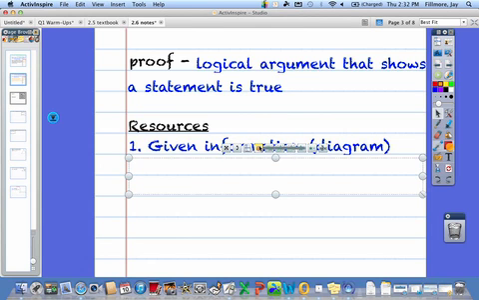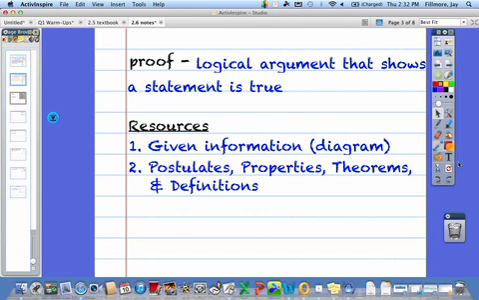And the second piece of information you can use as a resource is any postulates we've talked about, or properties like subtraction property of equality, or substitution, or transitive. Any theorems, which we haven't talked about yet, we'll talk about in the next lesson, and any definitions. We've talked about lots of definitions from Chapter 1 that you can use, like the definition of complementary angles, or supplementary angles, or perpendicular lines, or congruent angles, and things like that. Those definitions are very important. So let's do a couple of examples of proofs, just a couple.